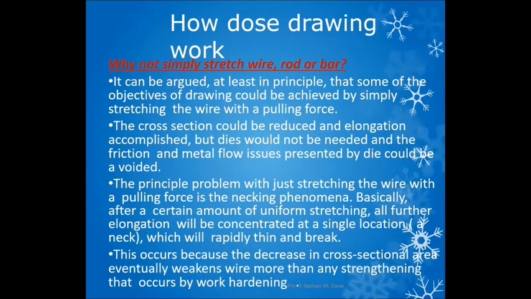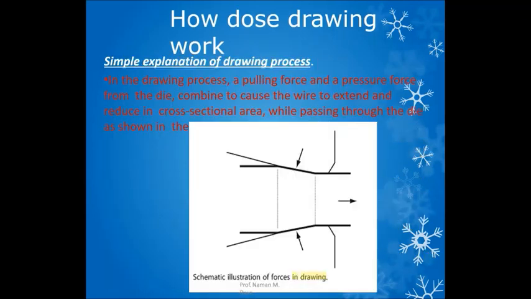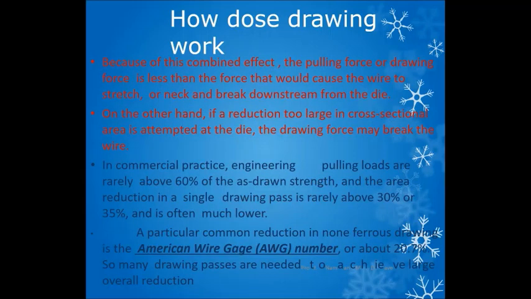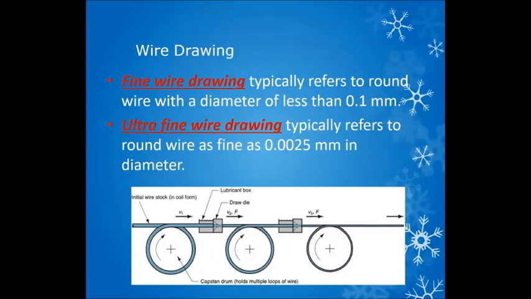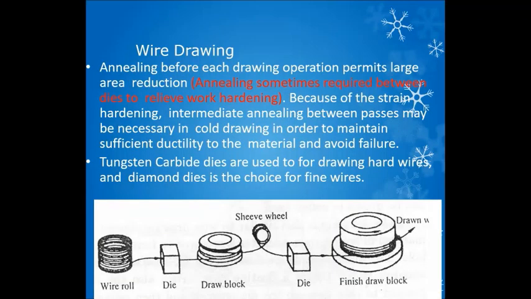Simple explanation of the drawing process. The drawing operation process is shown in the diagrammatic view. Because of the combined effect, the pulling force, or drawing force, is less than required. Then wire drawing. Wire drawing involves a stroke that can easily draw the wire by various methods. Fine wire drawing, ultra fine wire drawing, depending upon the size of the wire we need.